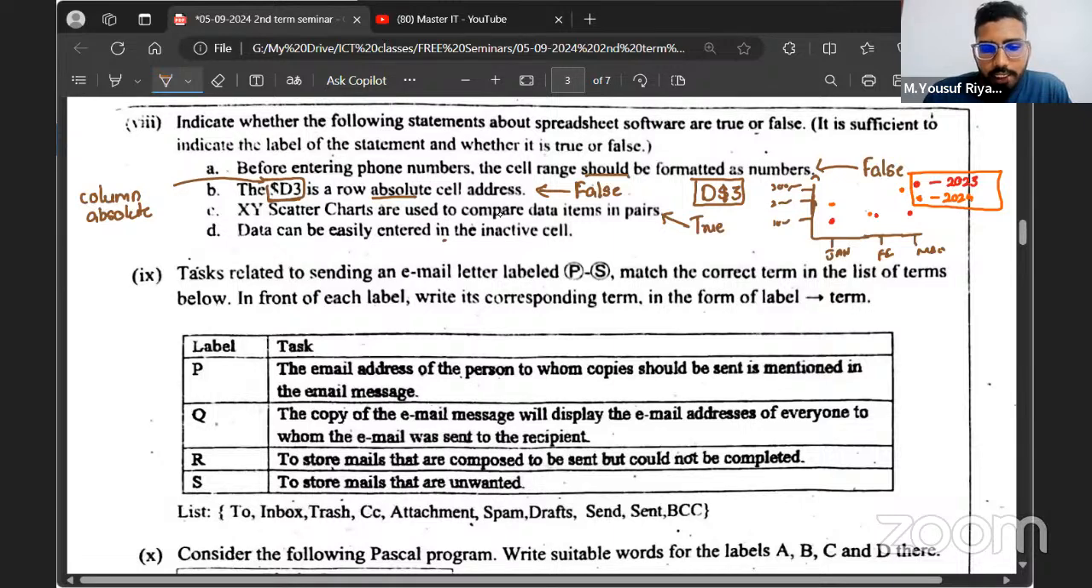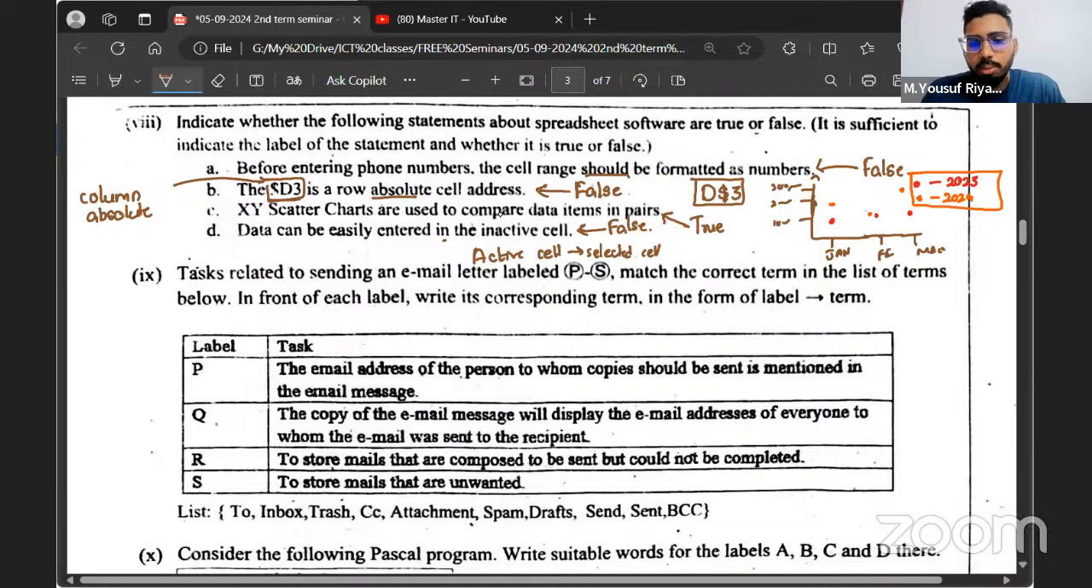Data can be easily entered in the inactive cell. First of all, what do we mean by active cell? The active cell means the cell that has been selected. Now, without selecting a cell, can you enter data into it? As per your syllabus, the answer is no. There is a way you can do it, but that's not in your syllabus. So as per your syllabus, you can't enter data unless you select it. So that question is going to be false.